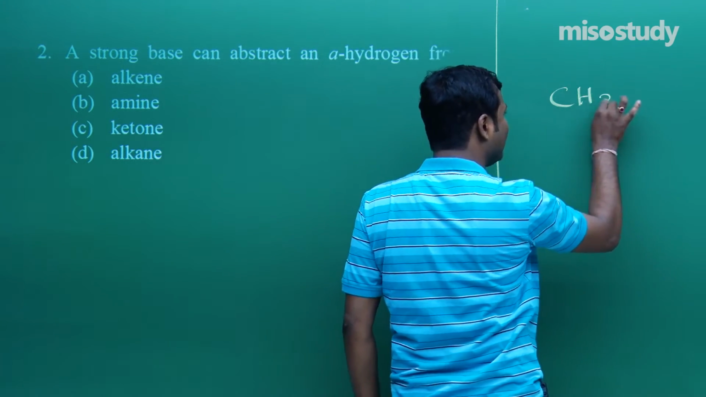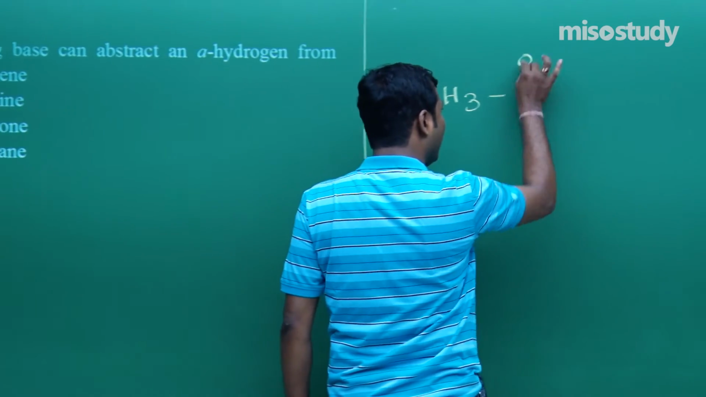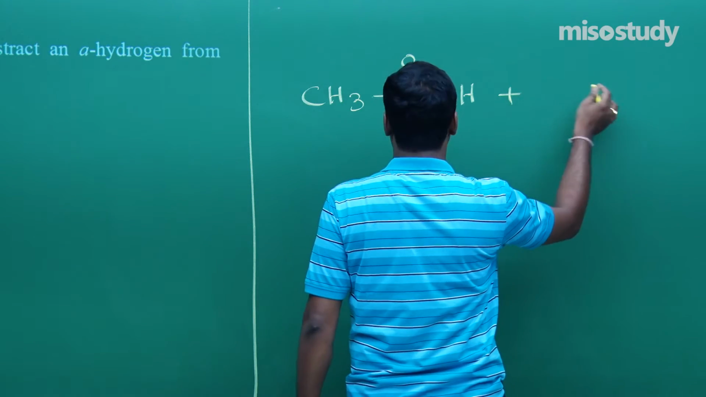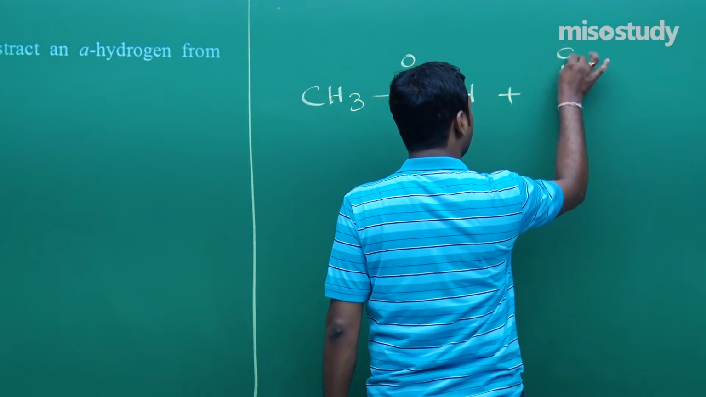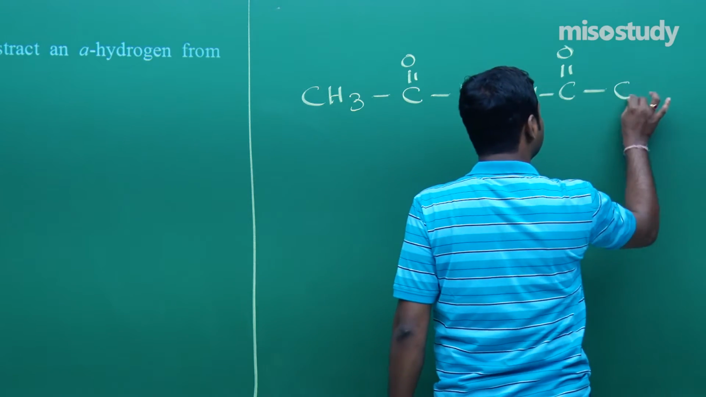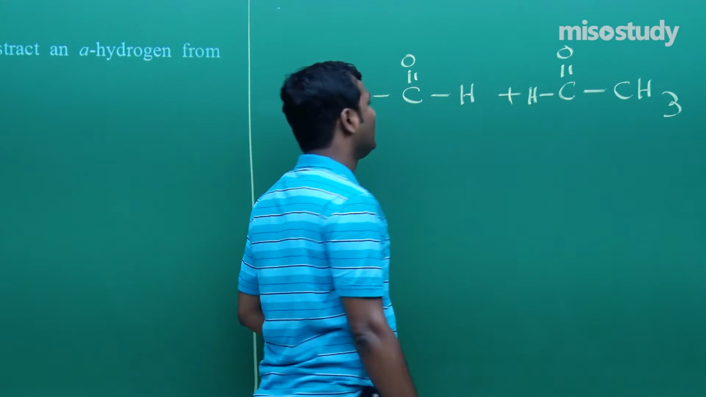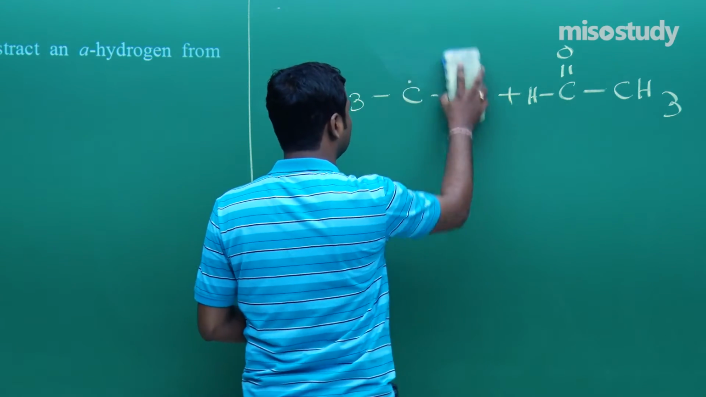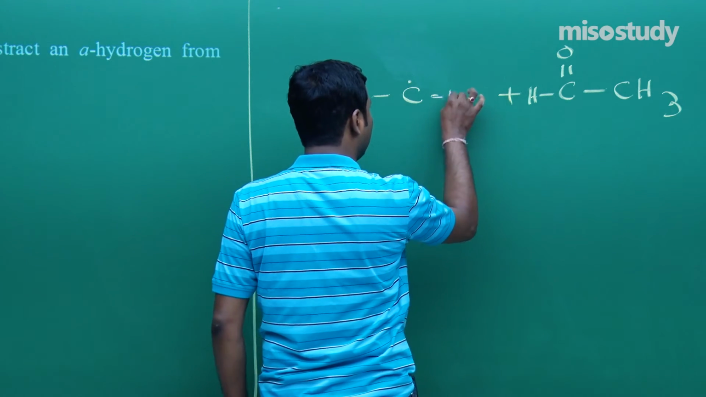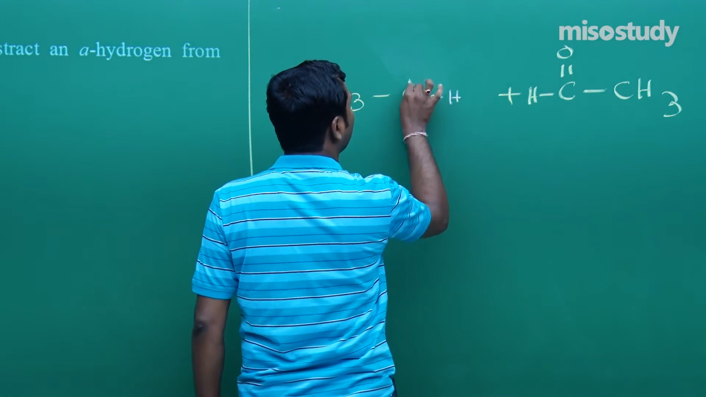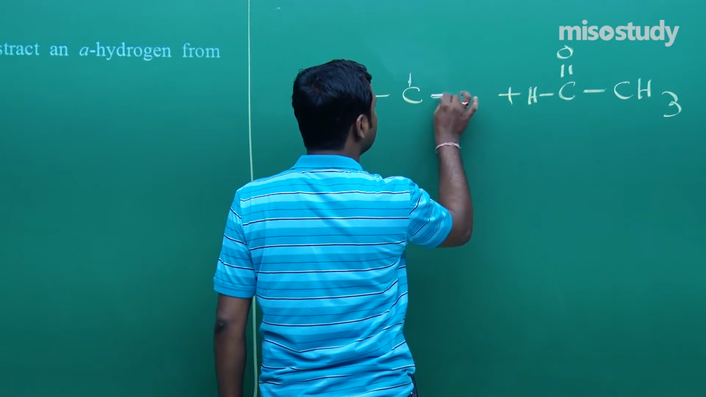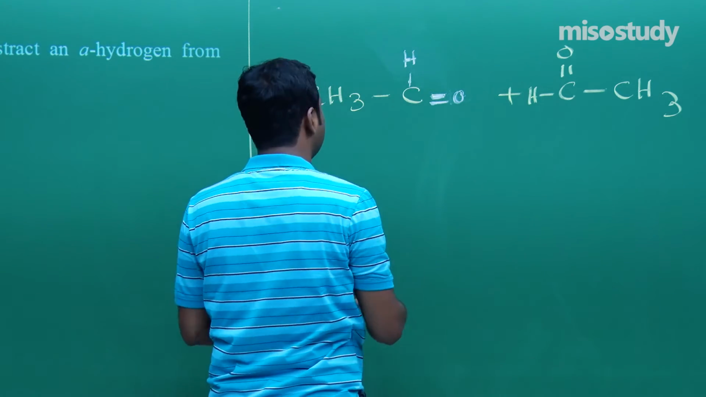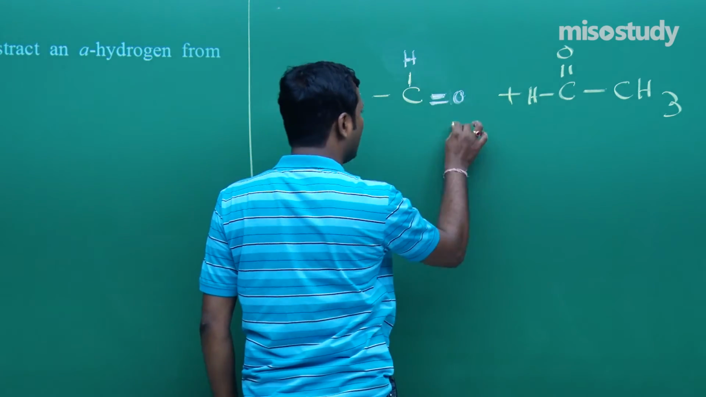That is CH3CHO, this is the aldehyde. Again we put here CHO and CH3, clear to you? This can be written like this, or you may also write like this, with H and a double bond O. This is the 2 moles of aldehyde.